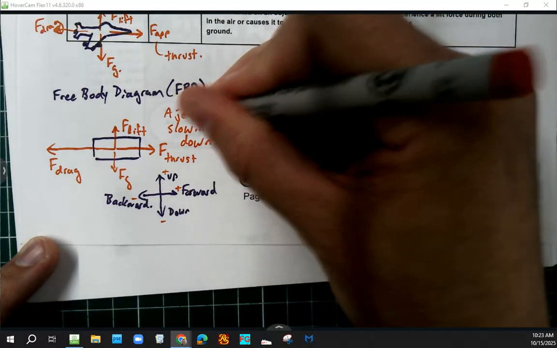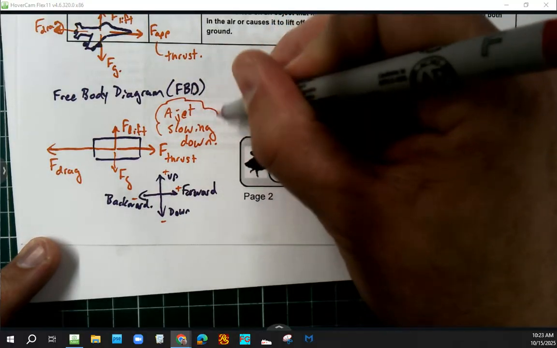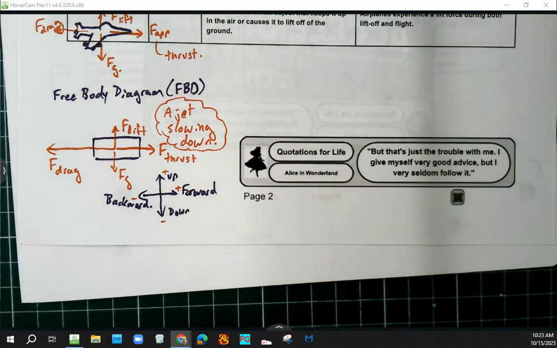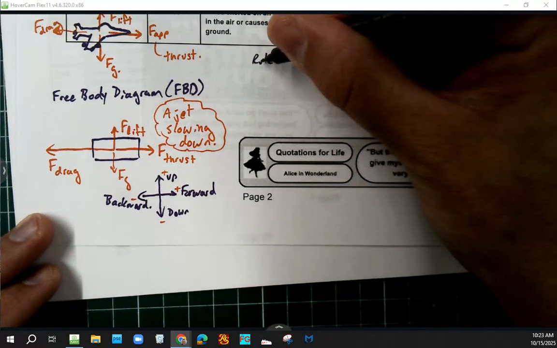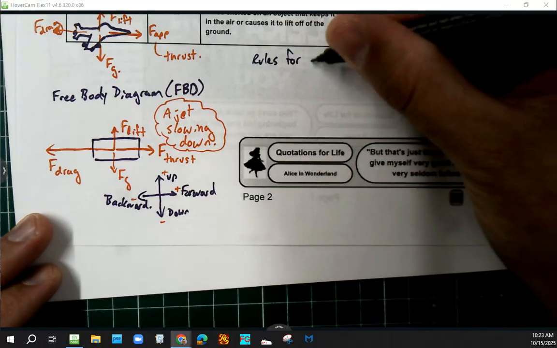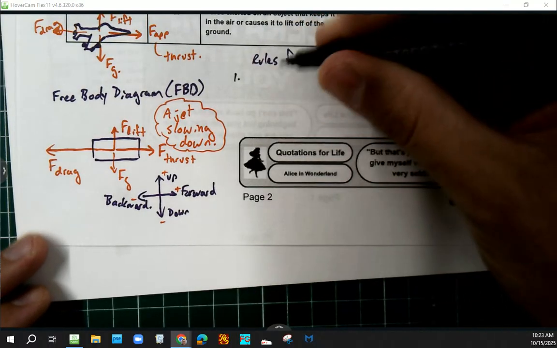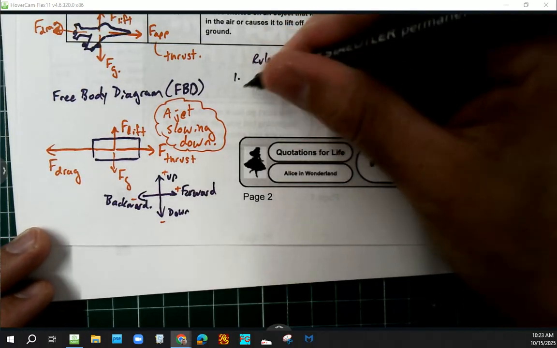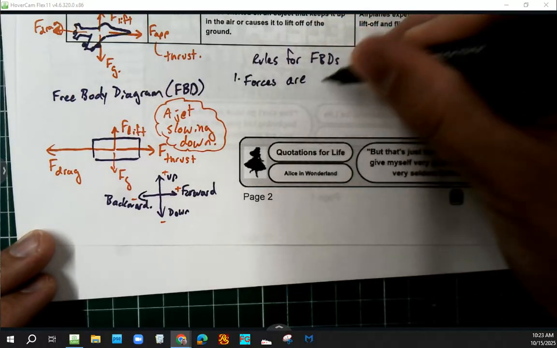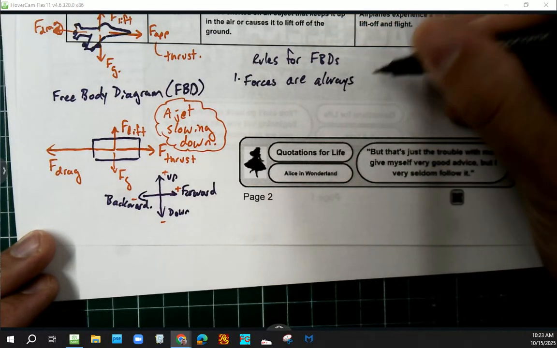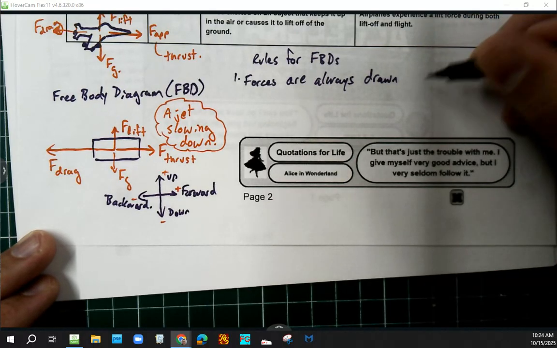If I was going to tell the story, a jet slowing down. I do want to list out a few rules for free body diagrams because I wanted to make sure we could tell a story about this free body diagram, but I also want to make sure that we know how to draw them properly. So a few rules for FBDs. Rule number 1, forces are always drawn acting on the center of mass.